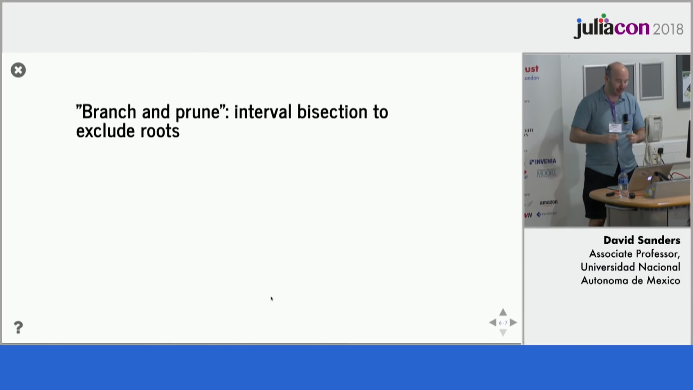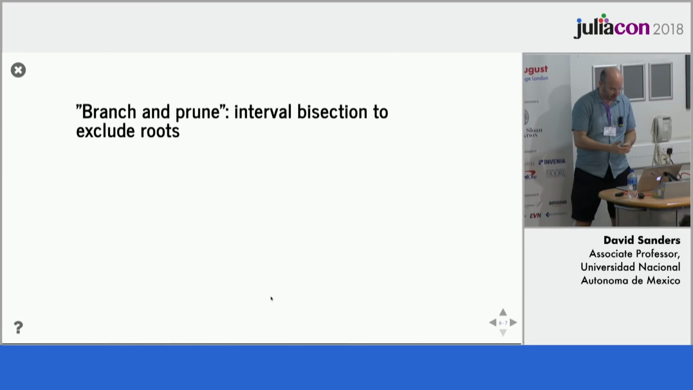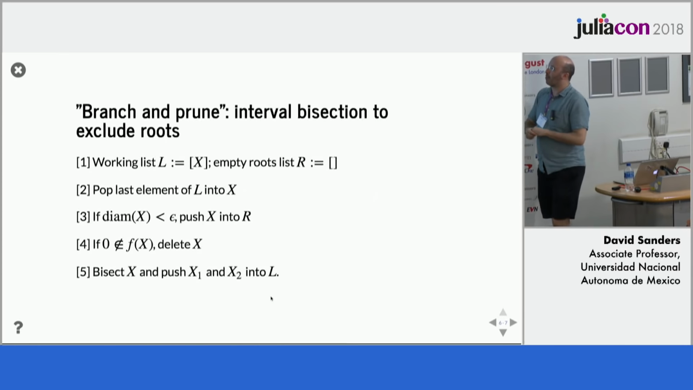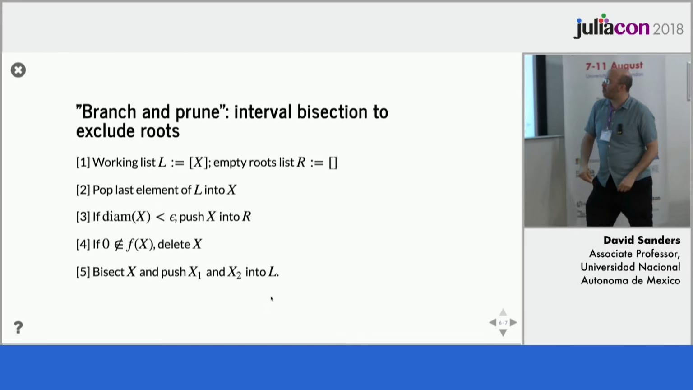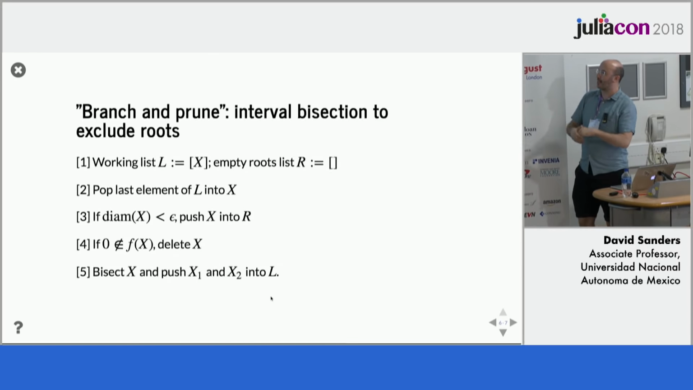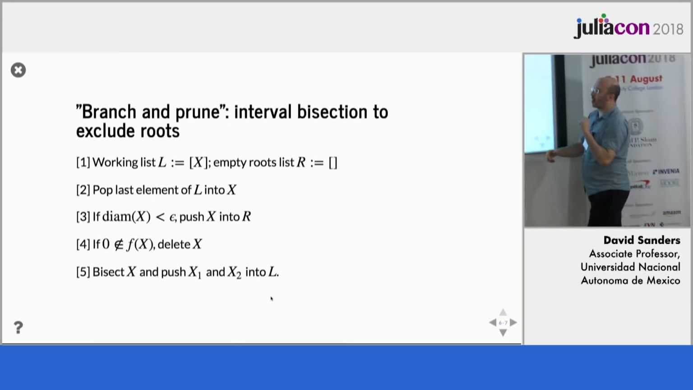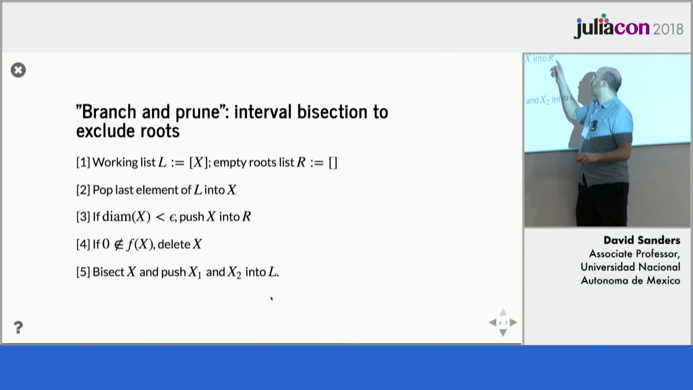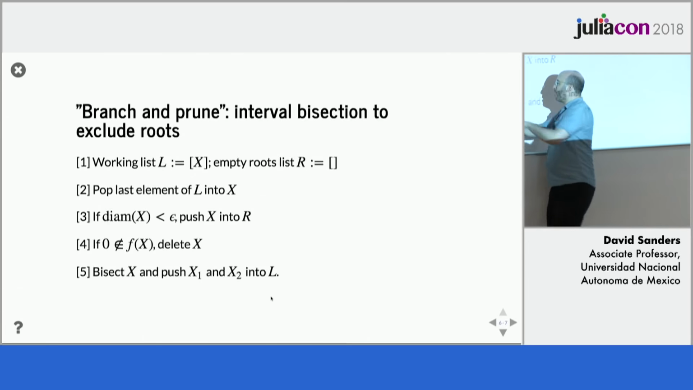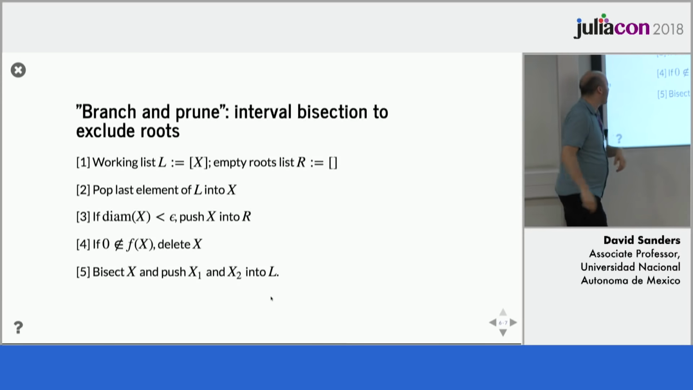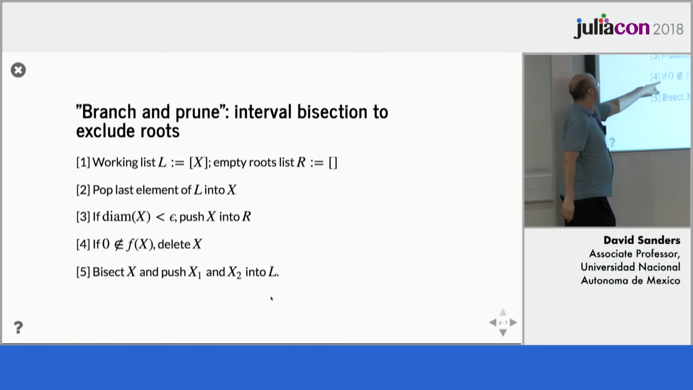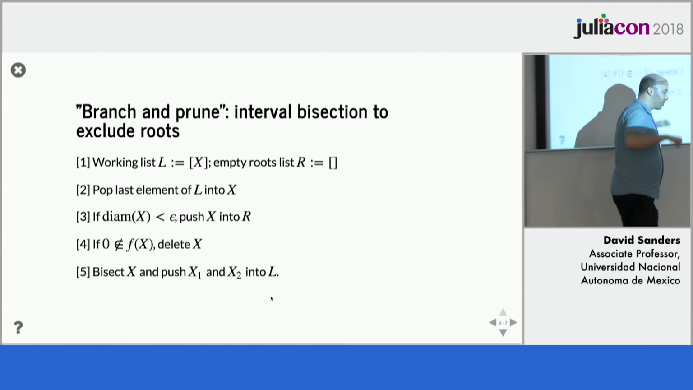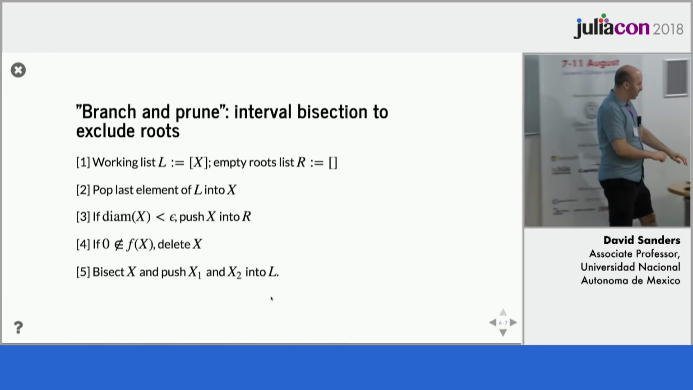So I still didn't get to constraint propagation. So how do you do interval bisection? There's the algorithm. Basically, you have a working list of boxes. You take one of the boxes. If it's too small, then you don't know what's going on, and you put it into this list of don't knows. If you can prove that there's no 0 in the box, then you delete it. And otherwise you bisect it and push the two resulting things back into the list.